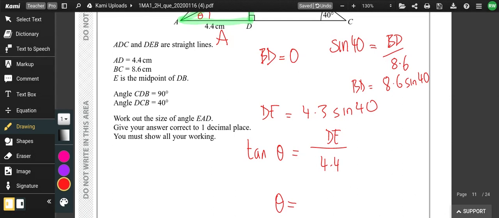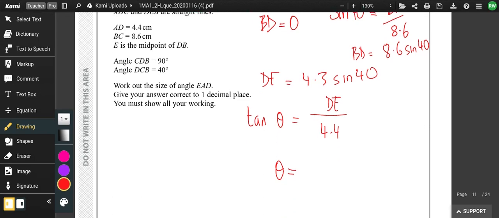So just double check this. We've got 8.6 sine 40. We divide that by 2 to get DE. Then we divide it by 4.4, and then we take the inverse tan of that answer. And we get 32.1 degrees to 1 decimal place.